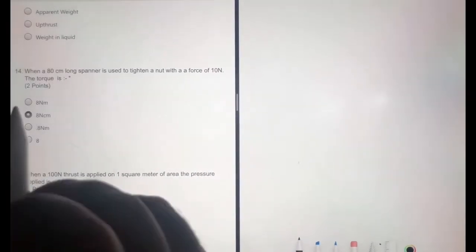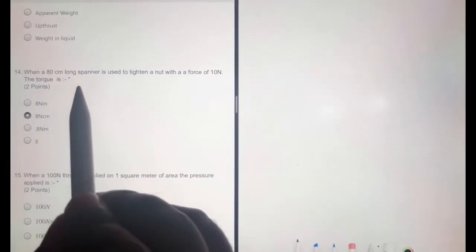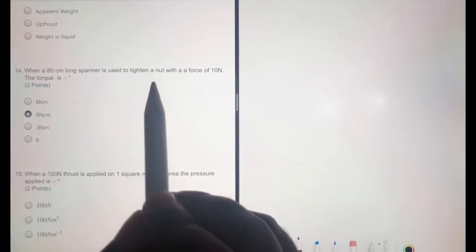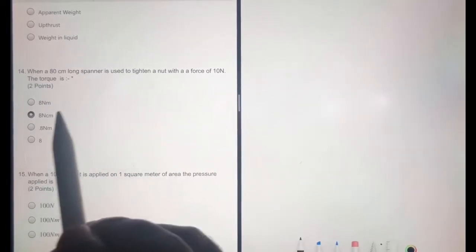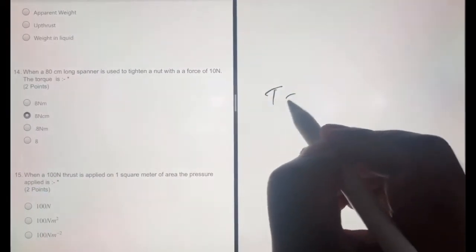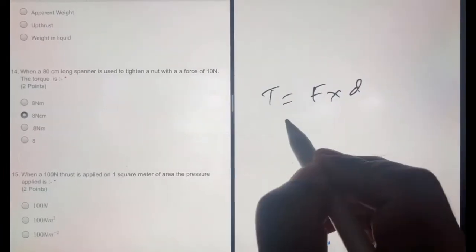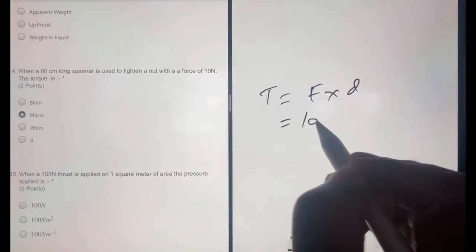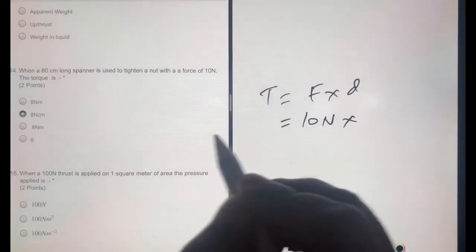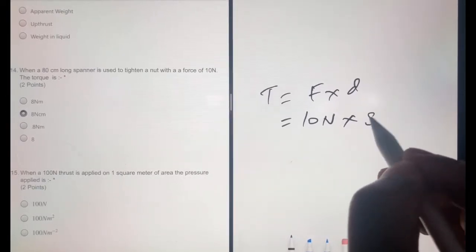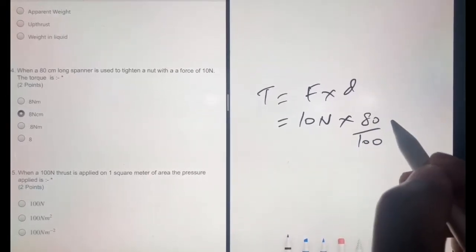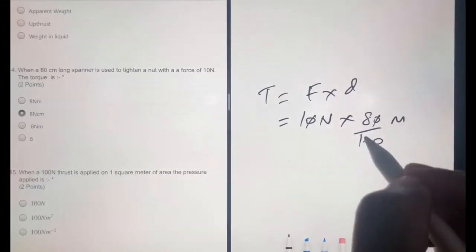Question number 14 says, when an 80 centimeter long spanner is used to tighten a nut with a force of 10 Newton, the torque is? So torque is F into D. So the force you are using is 10 Newton. The distance is 80. So we divide by 100 to convert it into meters.